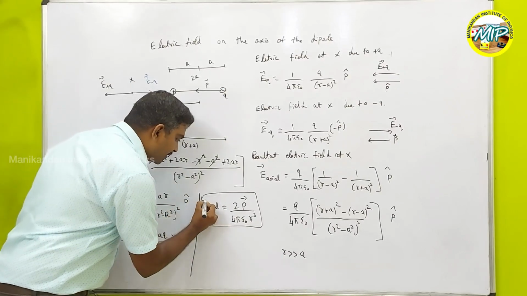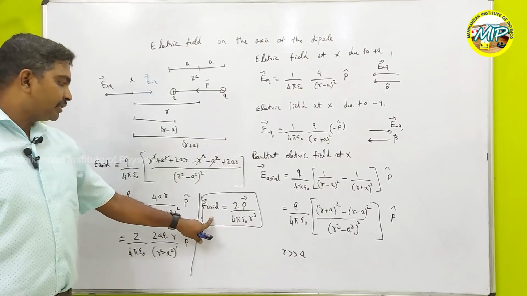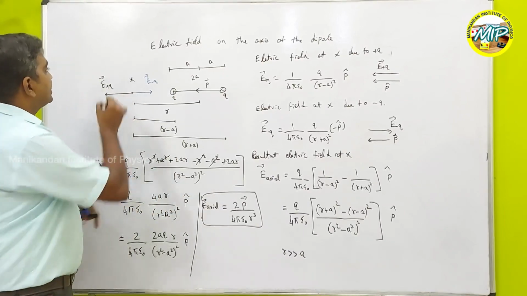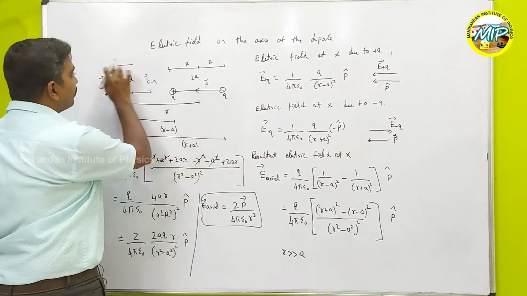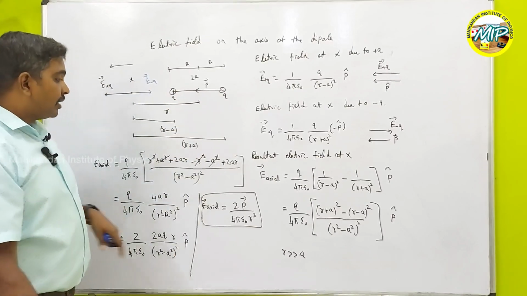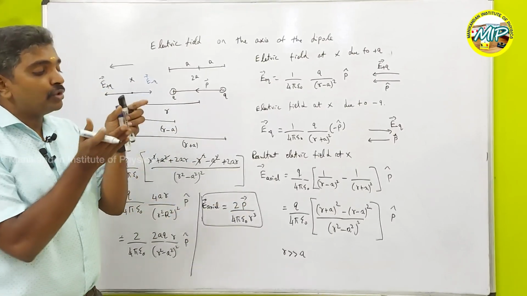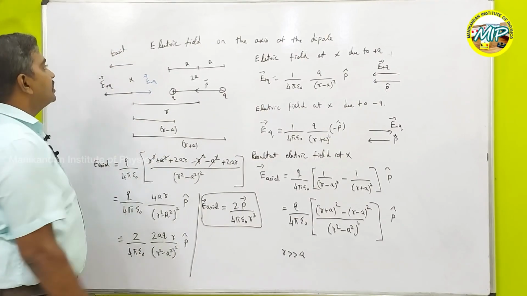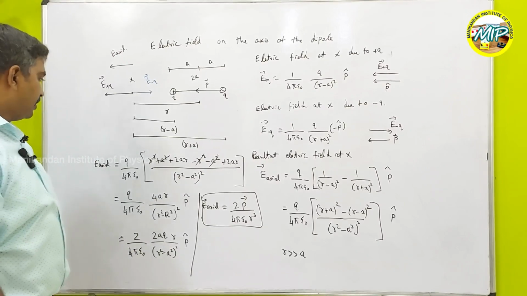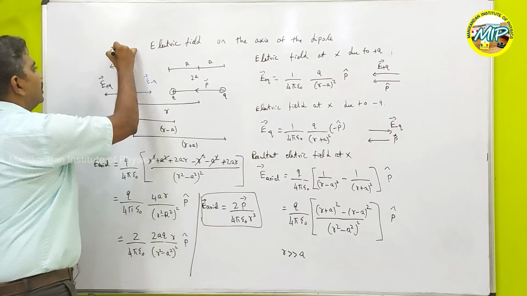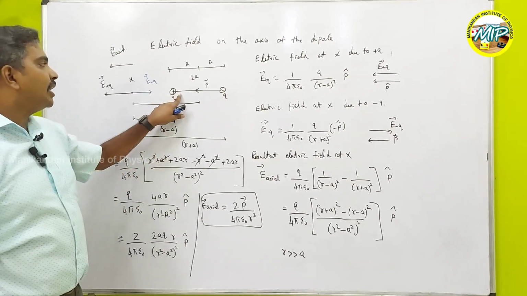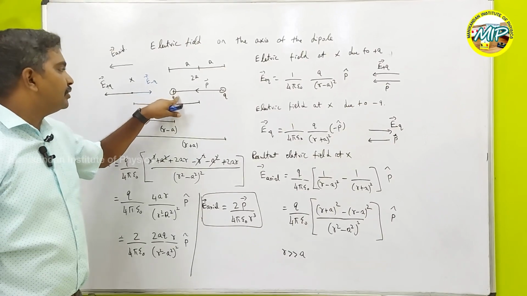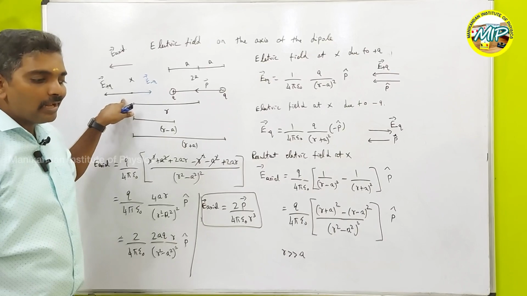So this is a vector and this is also a vector. This is positive and this is also positive, which means the electric field at point x is in this direction, along the direction of the electric dipole moment, because both are in the same direction. So my E axial is in this direction. So why is it in this direction? Because this point is nearer to the positive charge. Because of being nearer to the positive charge, the influence of the positive charge will be larger than the influence of the negative charge.